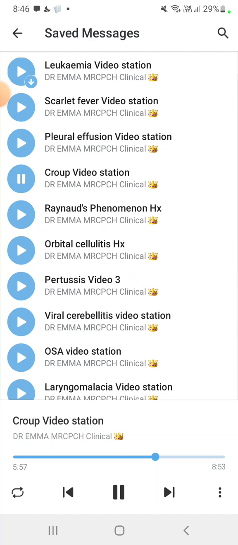So mild, moderate, severe. We need to know the criteria. For mild, there is no stridor at rest, no recession, no cyanosis, and the child is alert and responsive. Moderate: there is stridor at rest, intermittent stridor present, mild recession, no cyanosis, and the child is alert and responsive.